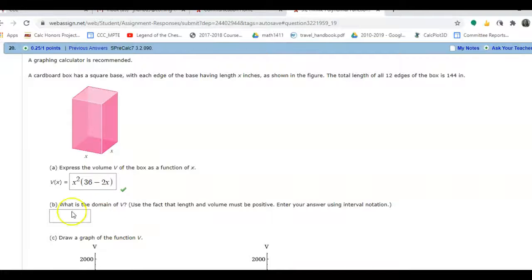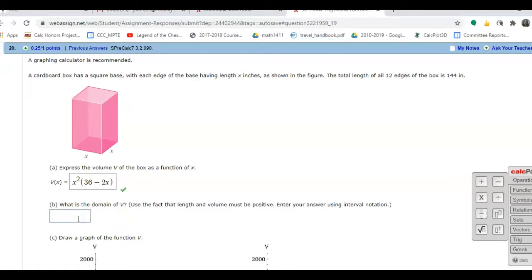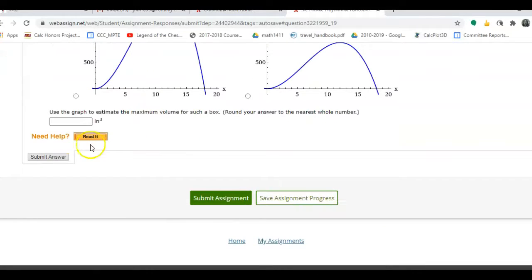Okay, so let's go and enter that in. It says to use interval notation, so parentheses 0, 18, close the parentheses. And then finally we need the graph. We'll come back to that in a second.